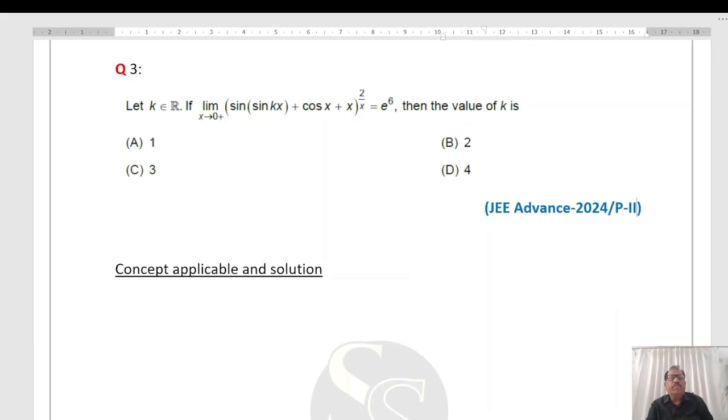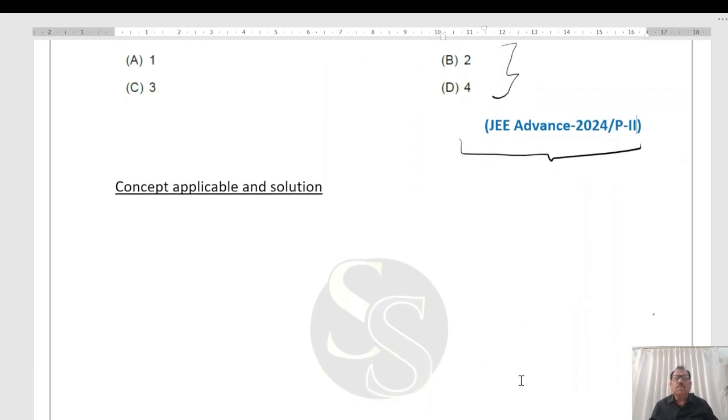Question is, let k belongs to R. If limit x tends to 0 plus of (sin kx plus cos x plus kx) whole power 2 by x upon x equals e to the power 6. We have to find the value of k. Four options are given to you. Question is taken from JEE Advanced 2024 paper 2. Concept applicable and solution.